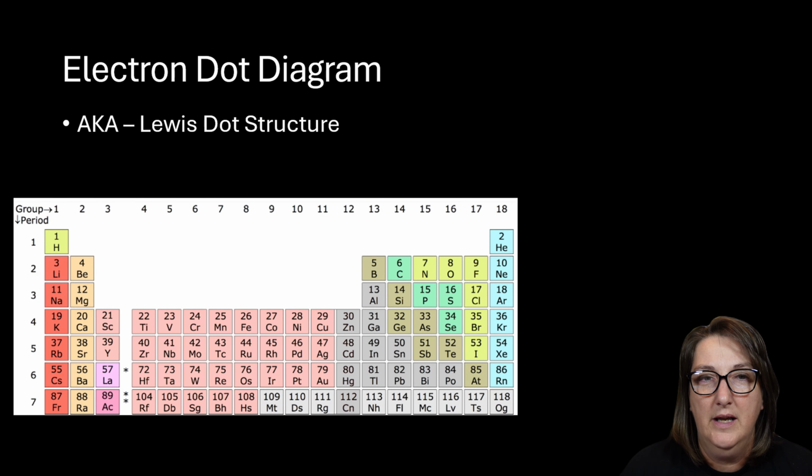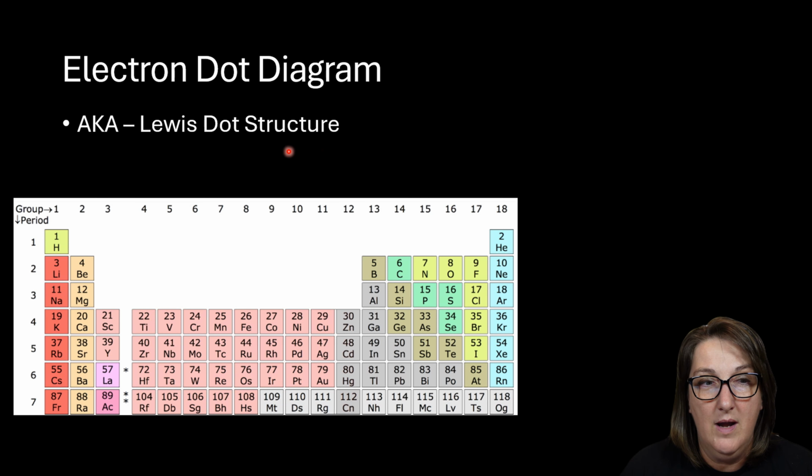So let's look at our electron dot diagram. We also call this a Lewis dot structure. And for that, we need to figure out how many valence electrons we have in this diagram, because that is what you draw. You do not draw, remember our Bohr models, we drew all the electrons. This is a shortcut. And so this Lewis dot structure just shows the valence electrons.